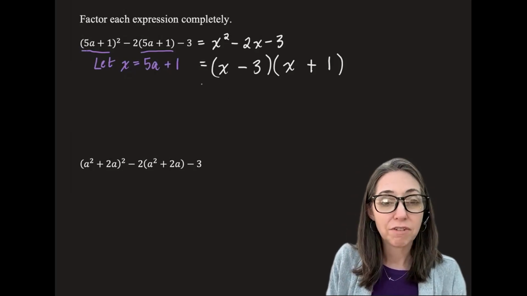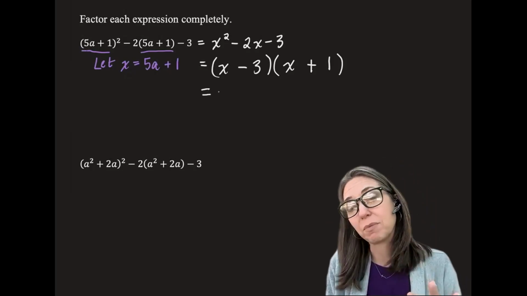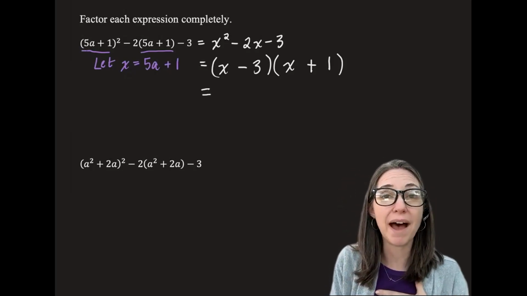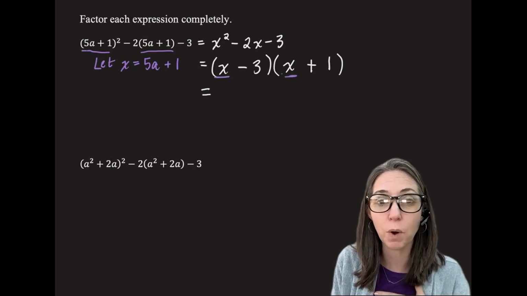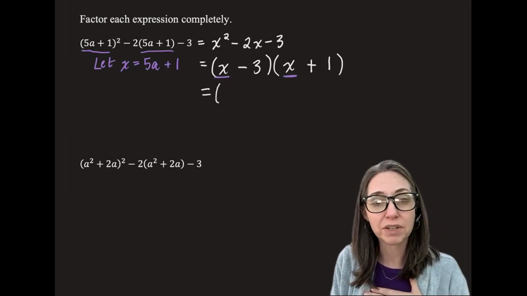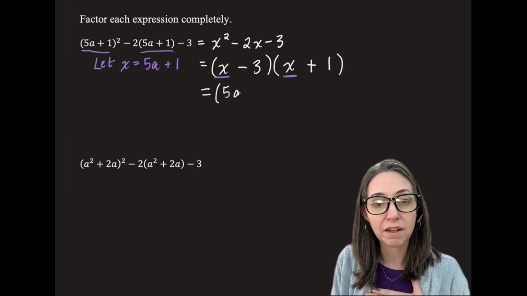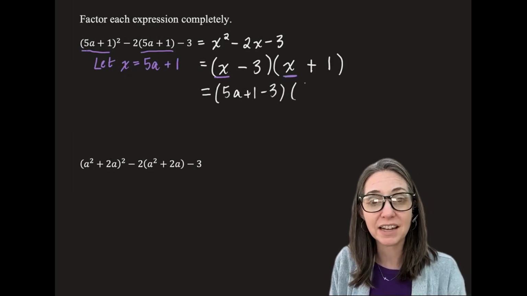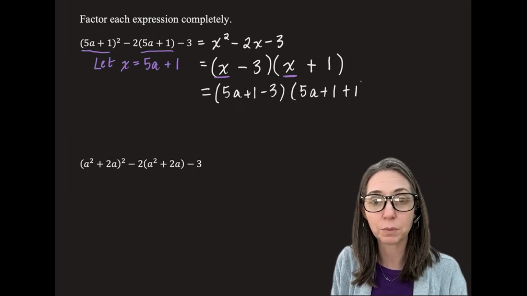All right, so then to finish factoring it, we're not solving, remember here, this is not a solve equation, it just says factor. So to factor, we then need to go back and replace each of these x's by what we defined x as, which was 5a + 1. So let's replace that first x with 5a + 1, and then it's followed by the -3, and the second x is also a 5a + 1, followed by a +1.